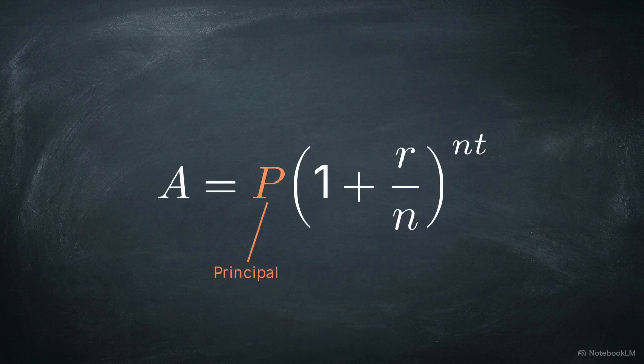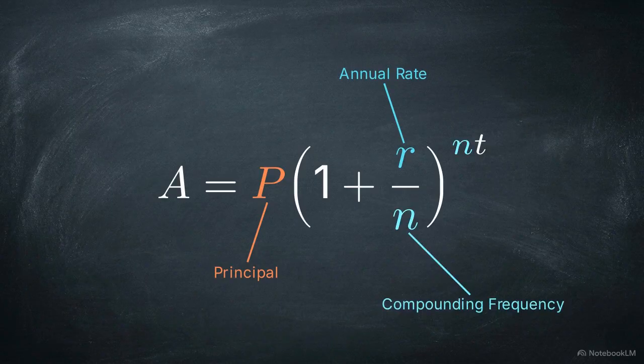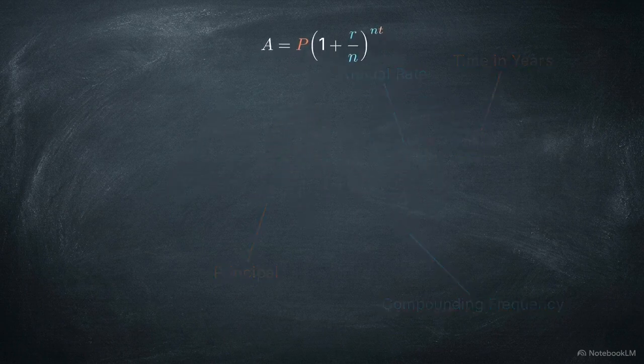This is the standard compound interest formula. We have P for your principal, R for the interest rate, N for how often that interest is calculated, and T for time. The engine driving this equation is surprisingly simple. You are earning interest on your accumulated interest.